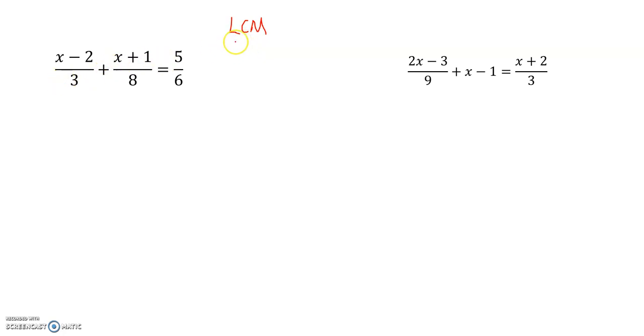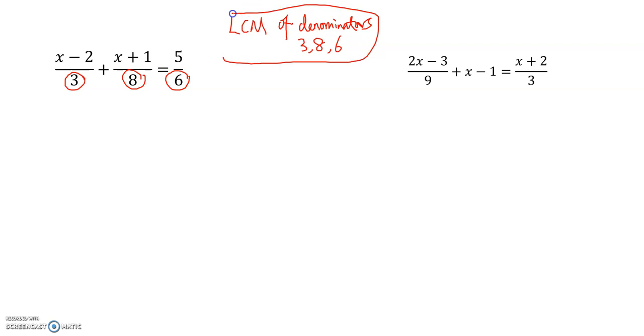What we do is look at the denominators, the numbers on the bottom, and try to find the LCM of all the denominators. So in this case, we're solving for the least common multiple of 3, 8, and 6. If you can see what the answer is, you can go ahead and write it down. The LCM should be equal to 24 in this case.